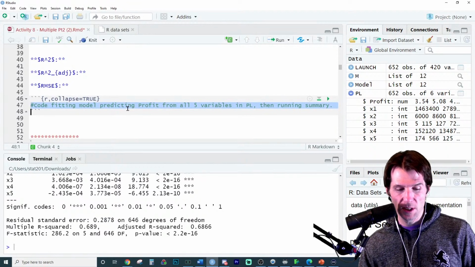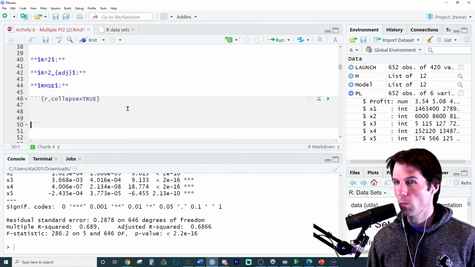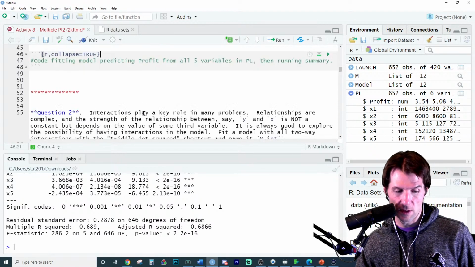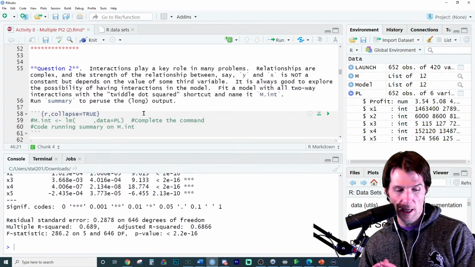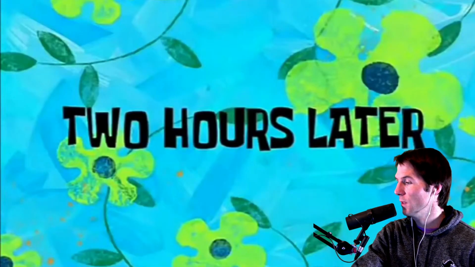But now we want to predict, and this is a helpful code right here. We want to predict, be careful. We want to predict from all 5 predictors. We just did that right there. So now let's go right here and run the next bit. Here, we'll put a break in it. Question number 2.